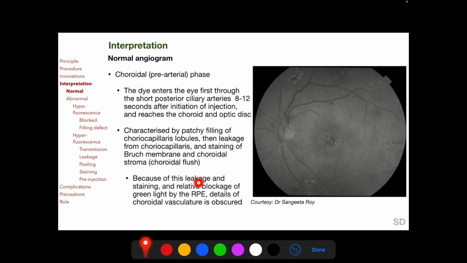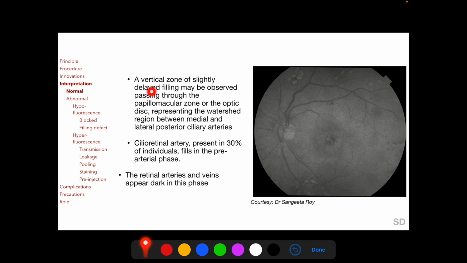Because of this leakage of dye from the choriocapillaris, staining of Bruch's membrane, and relative blockage of green light by the retinal pigment epithelium, details of the larger choroidal vasculature are obscured in fluorescein angiography. A vertical zone of slightly delayed filling may be observed passing through the papillomacular zone or the optic disc, representing the watershed region between the medial and the lateral posterior ciliary arteries. Cilioretinal arteries, which arise from the posterior ciliary arteries and supply the inner retina, fill in the prearterial or the choroidal phase before retinal circulation fills.